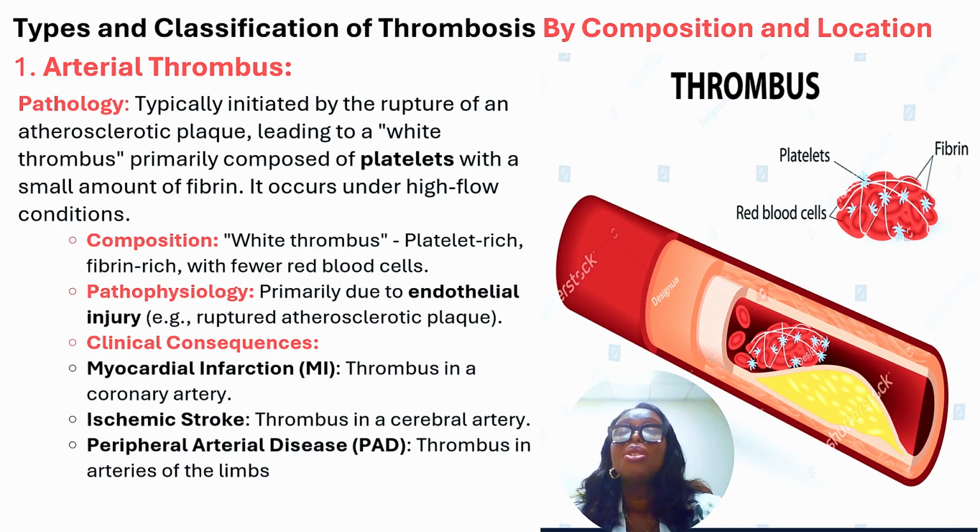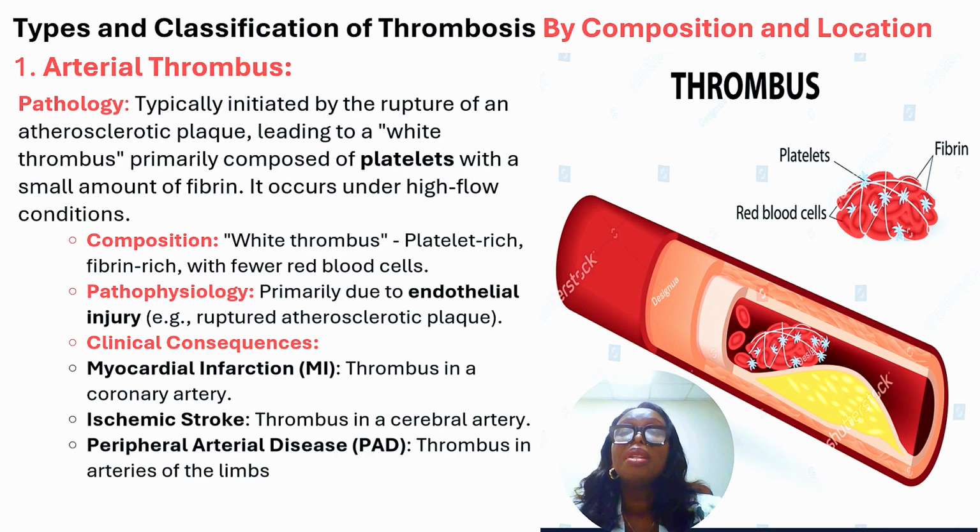And this arterial thrombus is initiated by the rupture of an atherosclerotic plaque. When atherosclerotic plaque ruptures within the blood vessel, it leads to the formation of what we call white thrombus. And this white thrombus is mainly composed of platelets with a small amount of fibrin, and it occurs under high flow condition. So we have composition, white thrombus in cases of arterial thrombus, and they are platelet rich with fewer red blood cells. Pathophysiology, it is actually formed primarily as a result of endothelial injury. Example, ruptured atherosclerotic plaque.